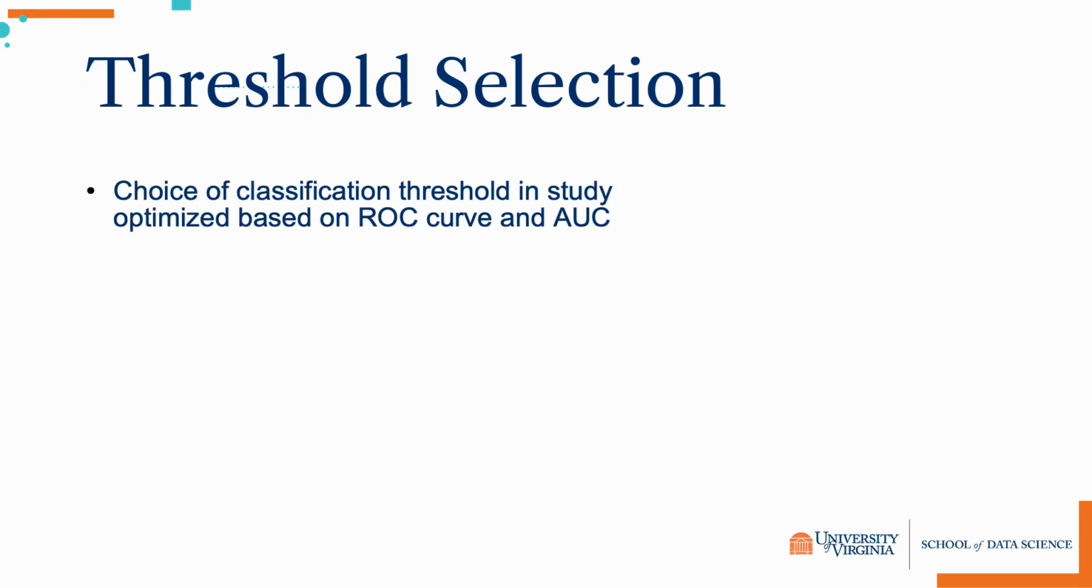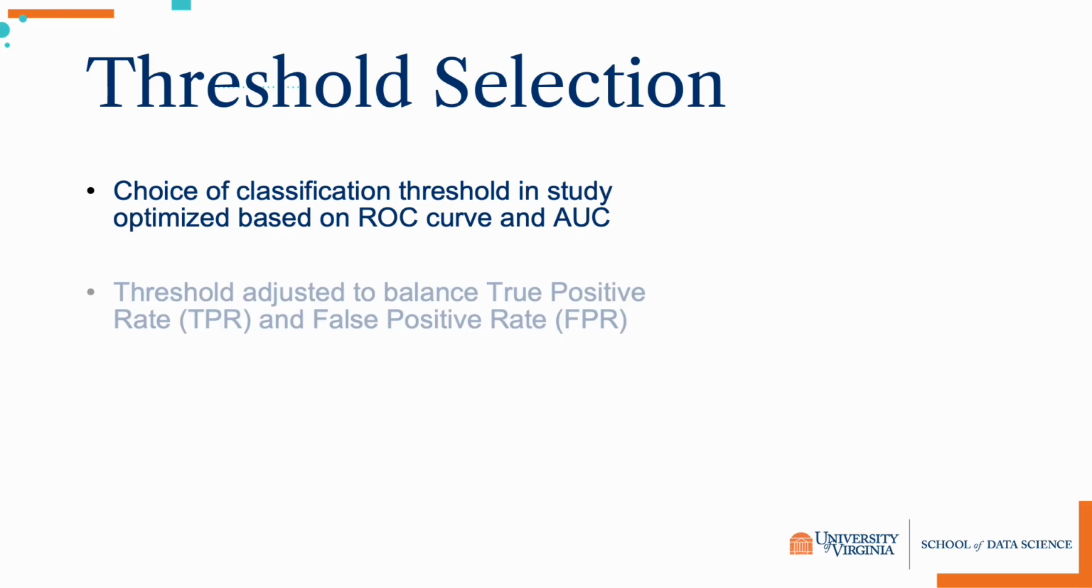When selecting our threshold, the classification threshold played a critical role in how our model balanced between sensitivity and specificity. To determine the best threshold, we examined the ROC curve and calculated the area under the curve, or AUC. We looked for a point on the curve that gave us a strong true positive rate while keeping the false positive rate low.